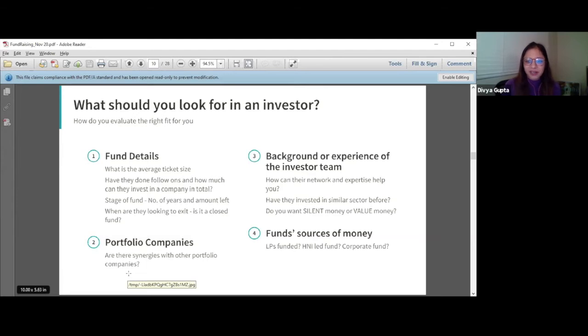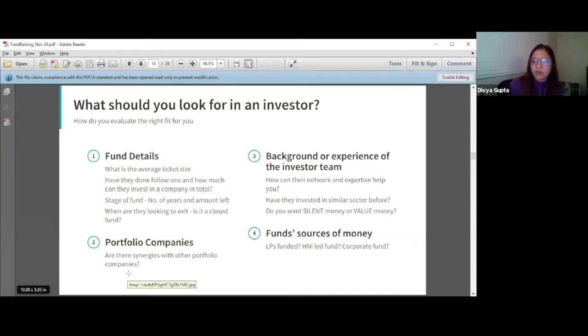Next, as I said, there are multiple kinds of funds. There are LP-backed funds wherein they have to really return the capital back. They are highly institutionalized. They have a lot of bylaws, not so flexible. At the same time, you have a lot of corporate funds, HNI funds. These are typically not, you know, they don't have a boundary on when the money should be returned, but they will also come with some caveats.